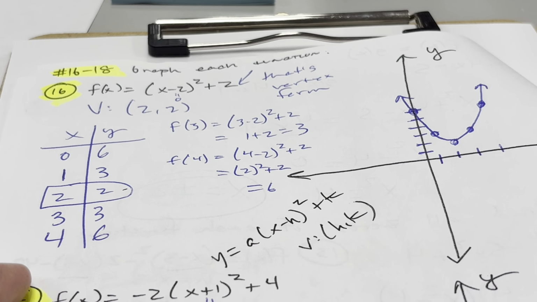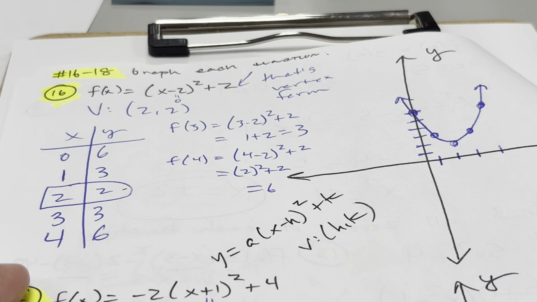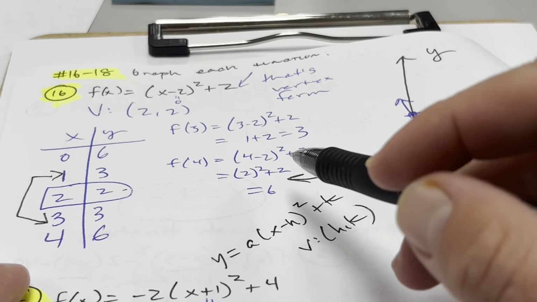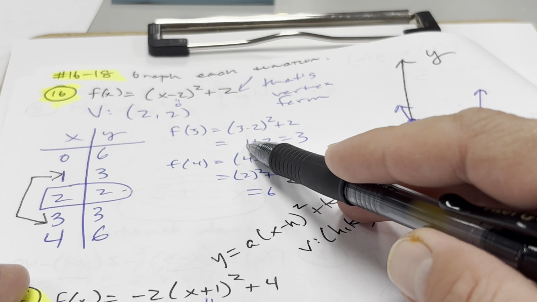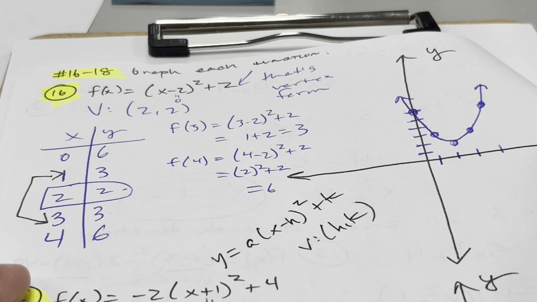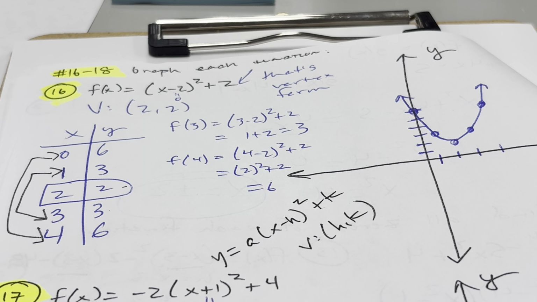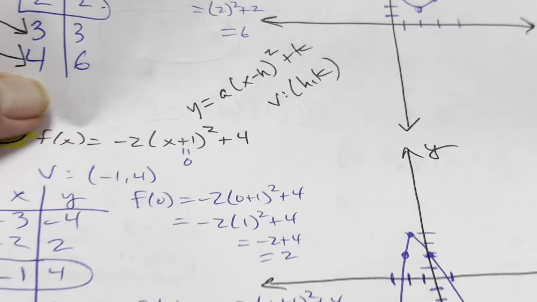And because the parabola has symmetry, go 1 to the left, 1 to the right, 2 to the left, 2 to the right. Now, all you need to do is plug in one of those 2 values and you get the same y value. So I'm going to use the bigger number, 3. I'm going to plug 3 in for x. 3 minus 2 squared plus 2. So this is 1 squared plus 2, which is 3. 3 there, 3 there. f of 4: 4 minus 2 squared plus 2. It's 2 squared plus 2. It's 6. All right. 0, 6, 1, 3, 2, 2, 3, 3, 4, 6. It makes a u because it's a positive x squared. I think we can do this, folks.